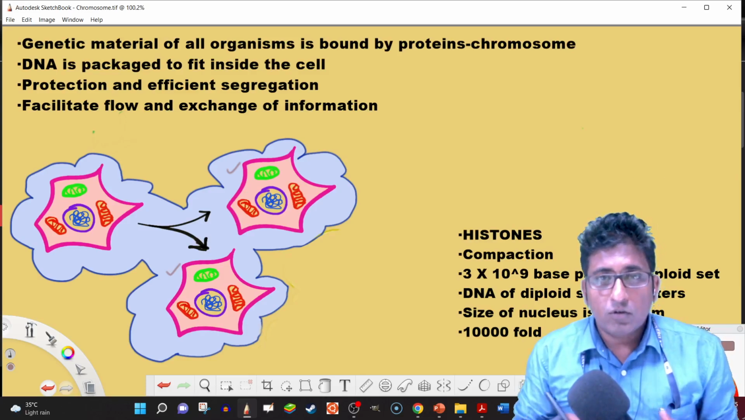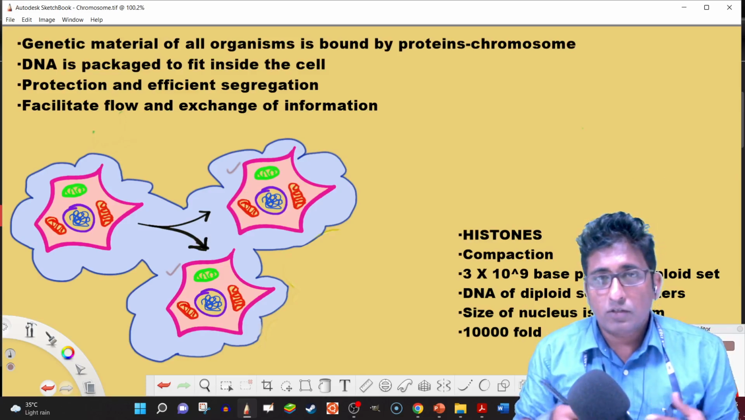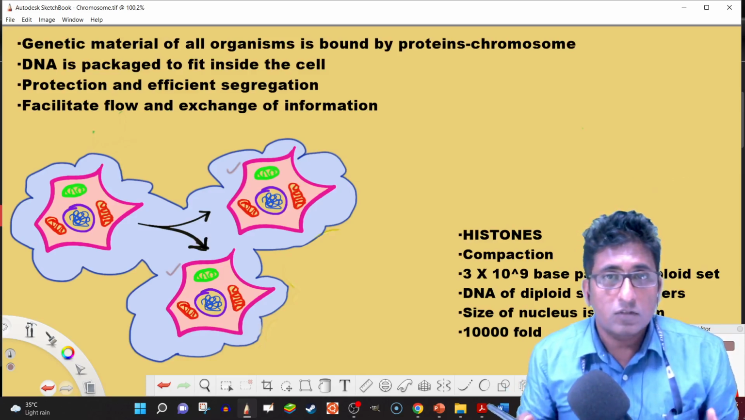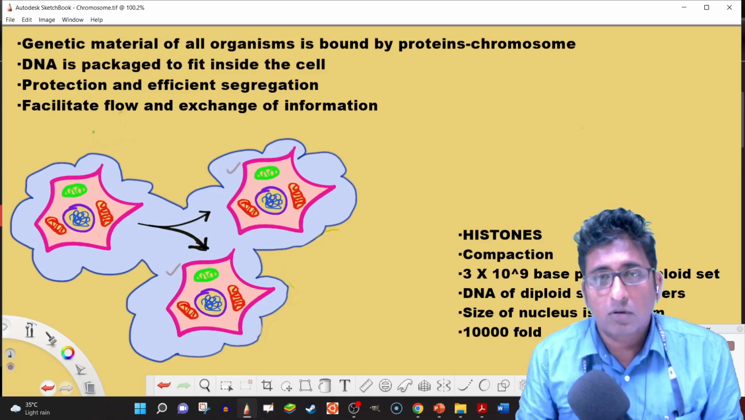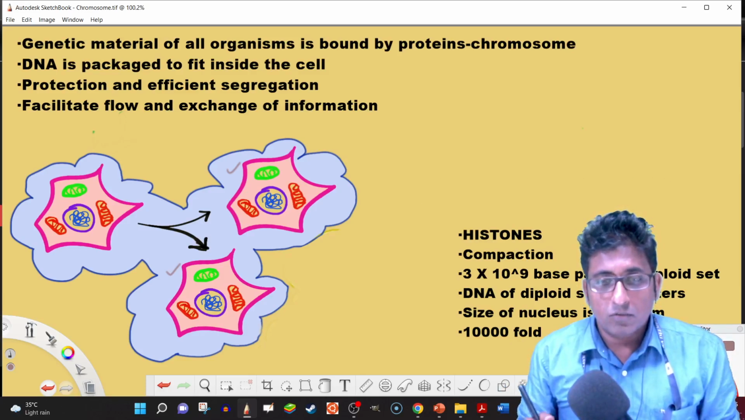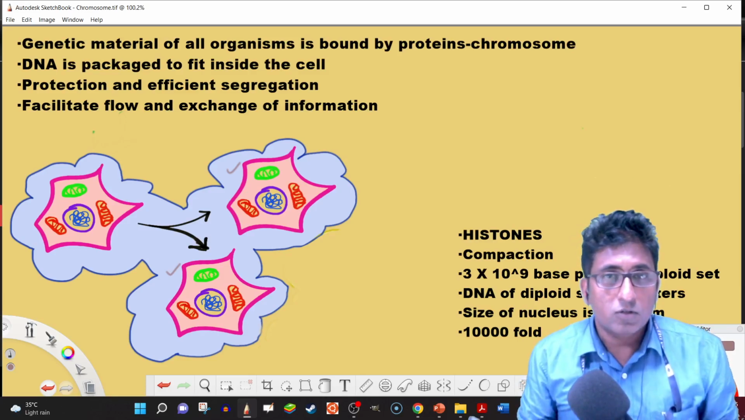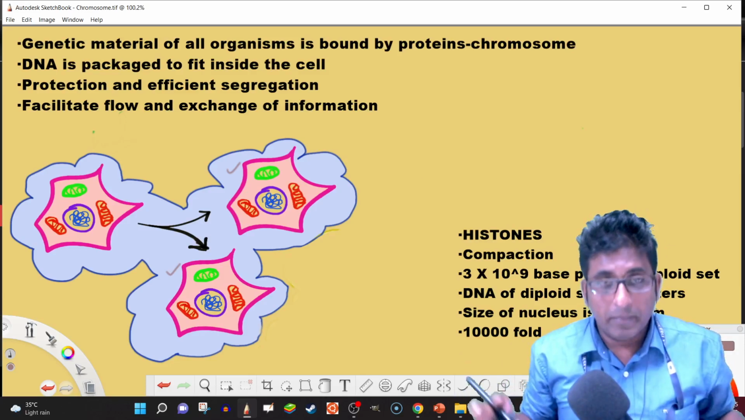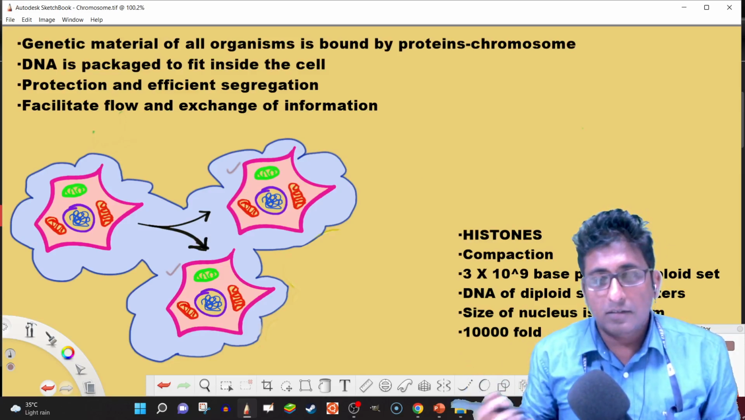That means the genome should express itself, but it should also be protected, because it is vulnerable to damage or mutations. At the same time, it should also allow the expression of those genes so that the cell can amass more material and try to propagate.